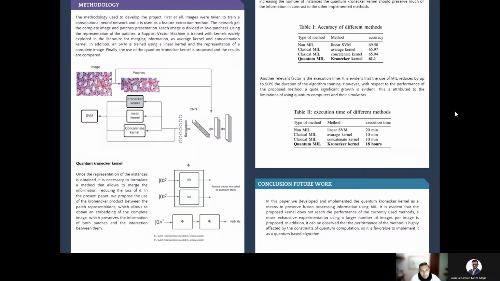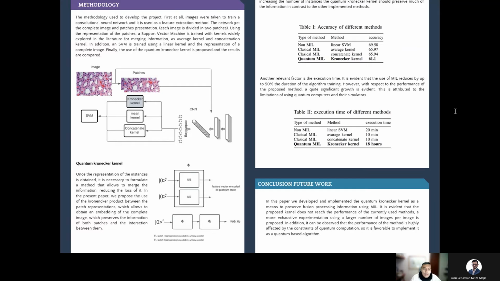Our methodology is based on the next pipeline. The idea is to take an image, a pathology image, and divide it into two patches of the same size. Now we train a pre-trained VGG to classify those patches. With the pre-trained net, we extract the embedding of the whole image and the patches.